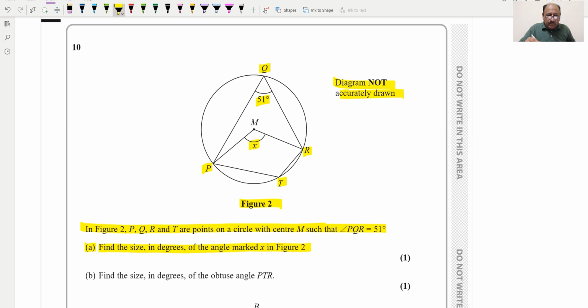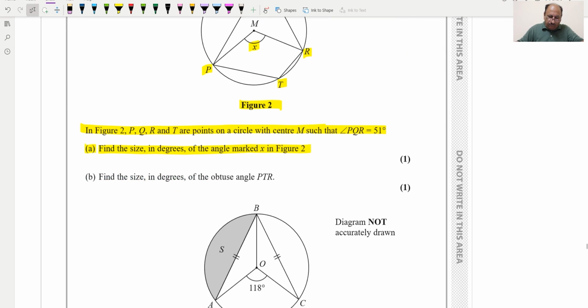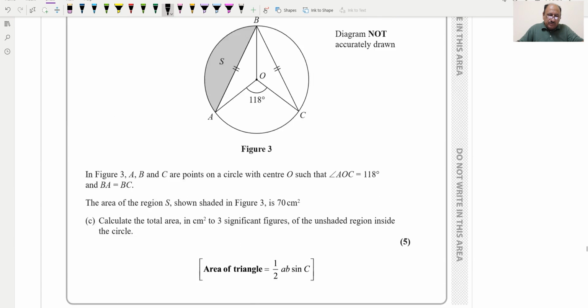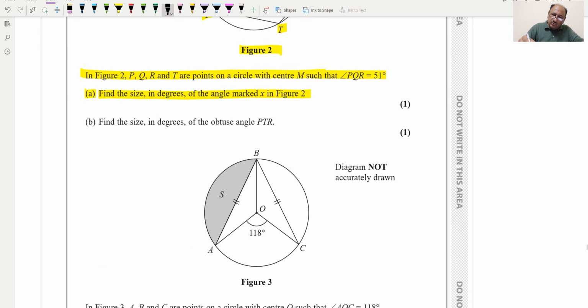We know the angle at the circumference is half of the angle at the center. So X will be double of 51, and for the A part answer we can write angle X will be equal to 2 into 51, and this will be equal to 102 degrees. This will be our answer for A part, which we have done, and this was only a 1 mark part. Now for B part, find the size in degrees of the obtuse angle of PTR.